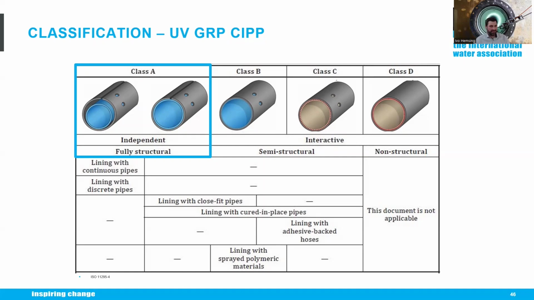Due to the high mechanical properties like modulus of elasticity, resulting from the glass fiber in combination with the resin, an independent and fully structural liner, which is then class A, with a very thin wall thickness is possible, which helps maintain the hydraulic integrity of the water system.